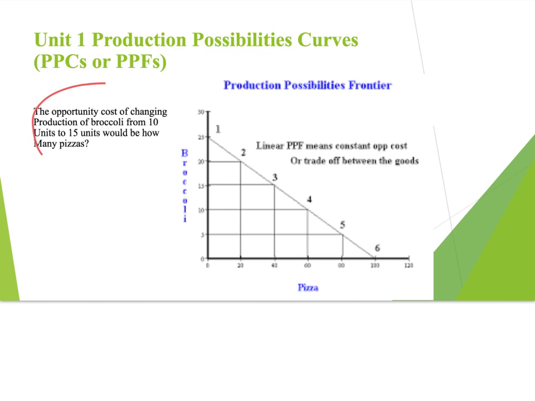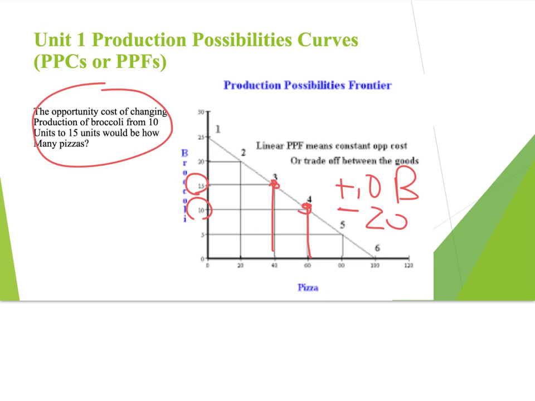So it states the opportunity cost of changing production of broccoli from 10 to 15 units. So we were producing 10 of broccoli. Now we want to produce 15 of broccoli. What we're going to lose when we gain that, so we plus 10 broccoli, we're going to lose an amount of pizza, which in this case is 20 pizza, as we move from 60 quantity of pizza to 40. So we gain 5 broccoli in order to lose 20 pizza.